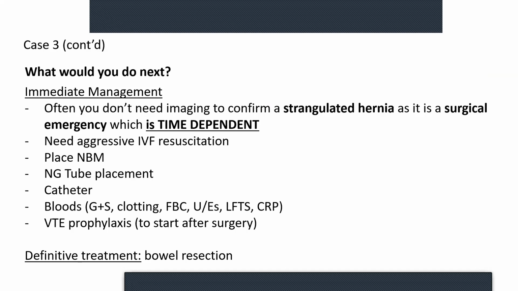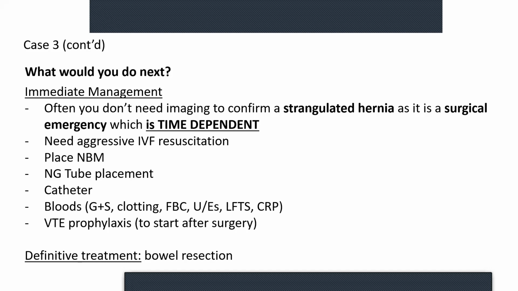Make sure they have an NG tube in place, because most of the time they will also present with bowel obstruction. Place in a catheter, prepare them for theater with all the appropriate bloods, and prescribe VTE prophylaxis as well. And usually this will start after the surgery.